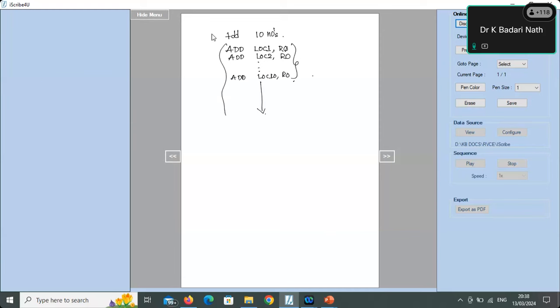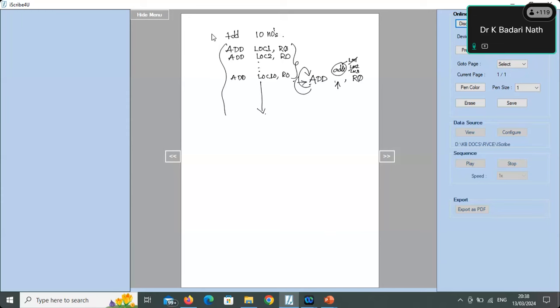So let's say they provide an instruction like this, add R0 is there, but here the address that has been specified, for example, the first time when I execute this program, this address should become location 1. When I execute the same program a second time, this should become location 2. When I execute the third time, it should become location 3. That means the address provided by one of the operands in the add instruction should keep changing dynamically. If that is supported, then one add instruction I can execute multiple times.